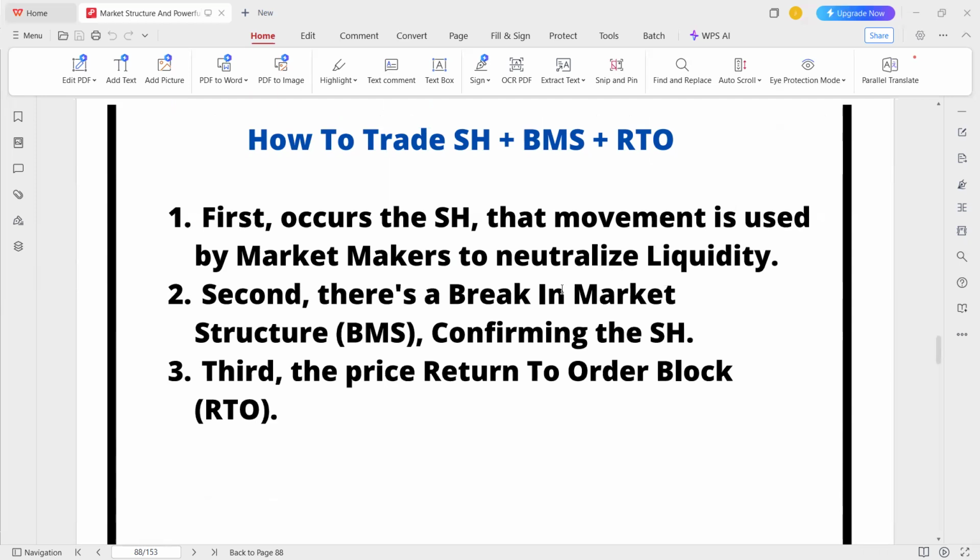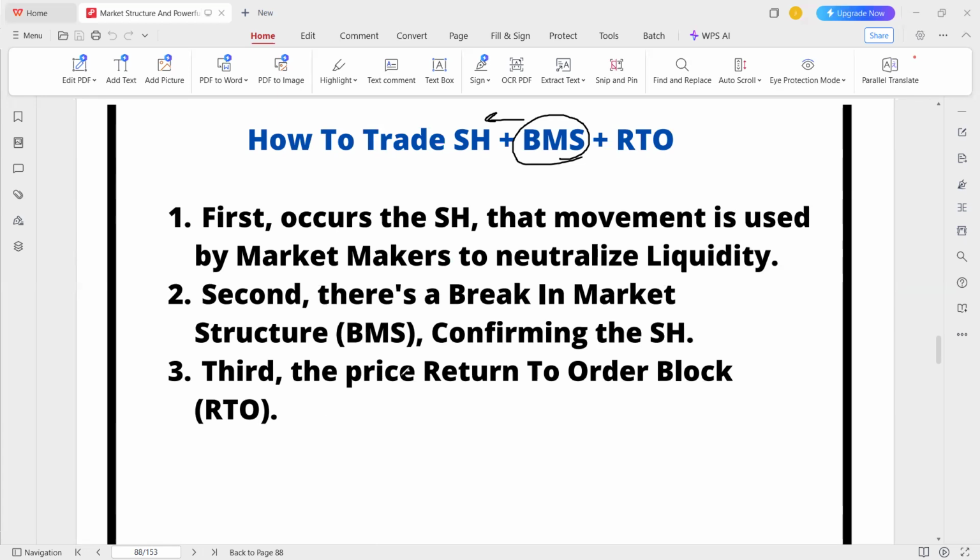Second, there is a break of market structure confirming the stop hunt. So the BMS always confirms this, right? This is a major confirmation for most things. And like the author says, you want to trade in the direction of the breaks of structure. That's how you become profitable. You simply want to trade with the trend.